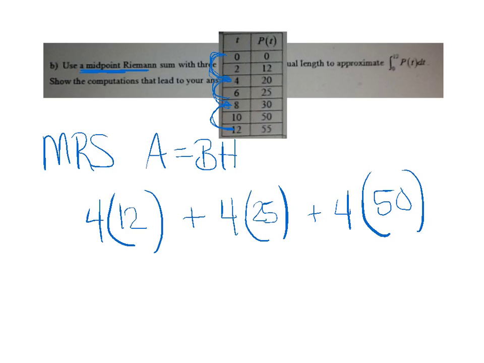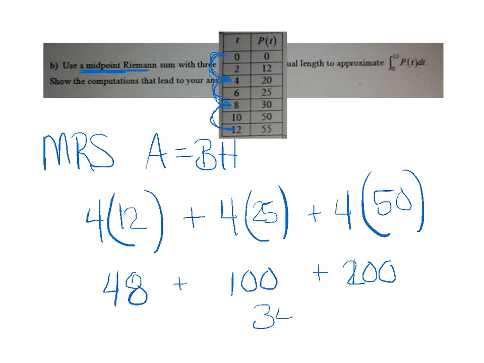Calculate your areas here, and we've got our answer. So I've got, what is that, 48 plus 100 plus, whoops, probably 200. Looks like a total of 348 cubic feet. And again, how do I know cubic feet? Well, I integrated P of t, which will take off the per hour, so I got my cubic feet.